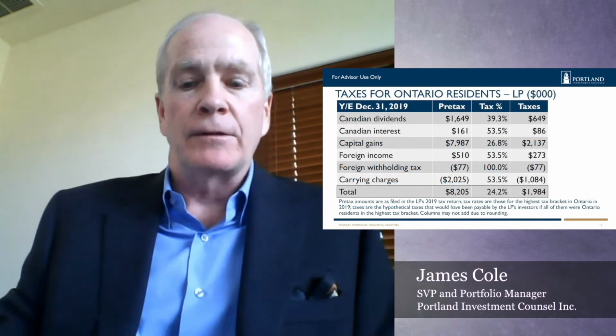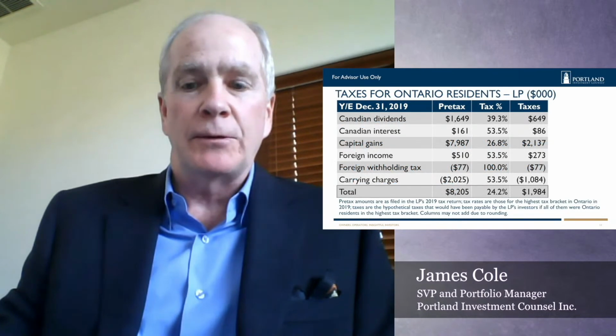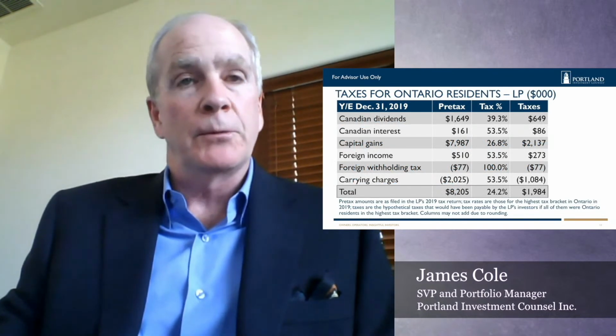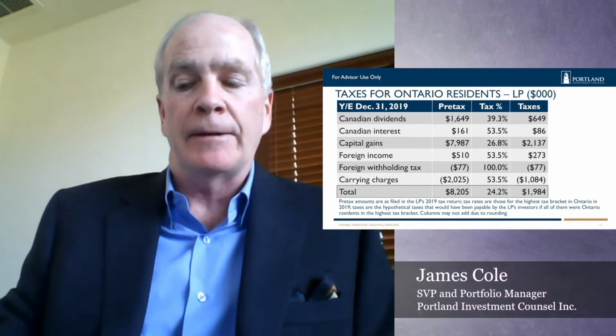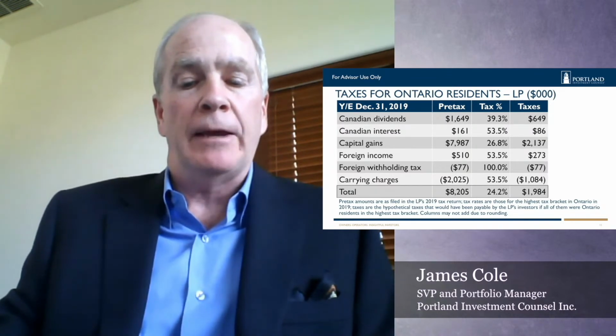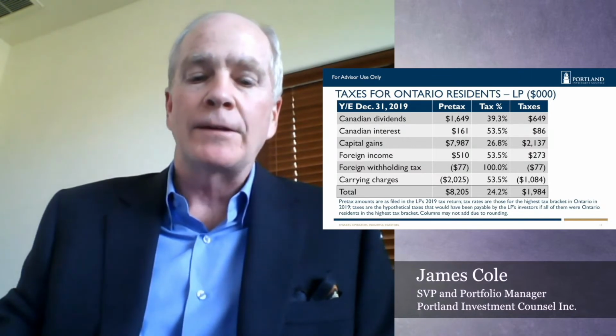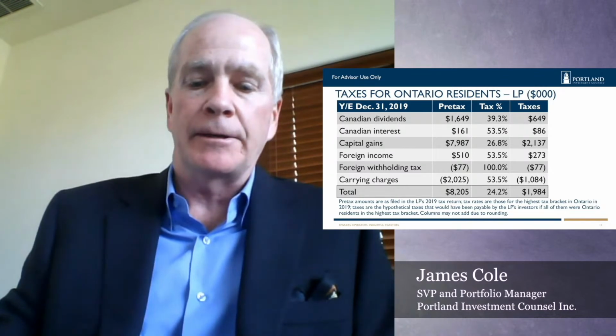This next slide has a lot of numbers, so please allow me to explain. What this table shows is that if the LP had just one investor who was a resident of Ontario in the highest tax bracket, the tax rate that he or she would have paid on the LP's allocations would have been only 24.2%, or less than half of the rate applicable to ordinary income.